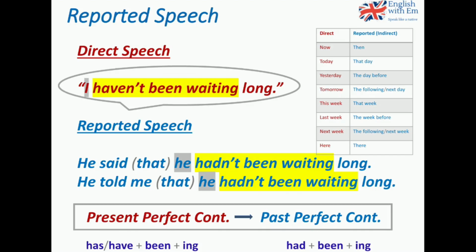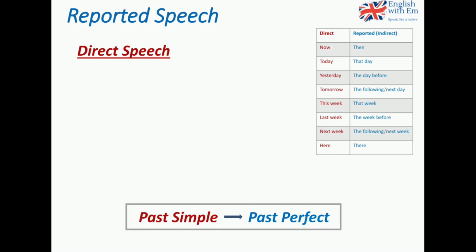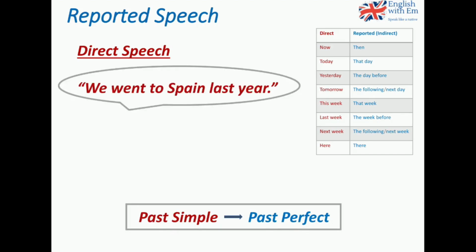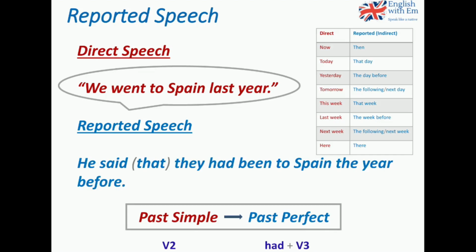Okay, so next one, we've got past simple. We went to Spain last year. So this is the verb to go, in the past simple form. And for reported speech, we're going to backshift to past perfect. So had plus the past participle. He said they had been to Spain the year before. We're changing our pronoun. We becomes they. Went, the past simple, gets backshifted to had been, past perfect.